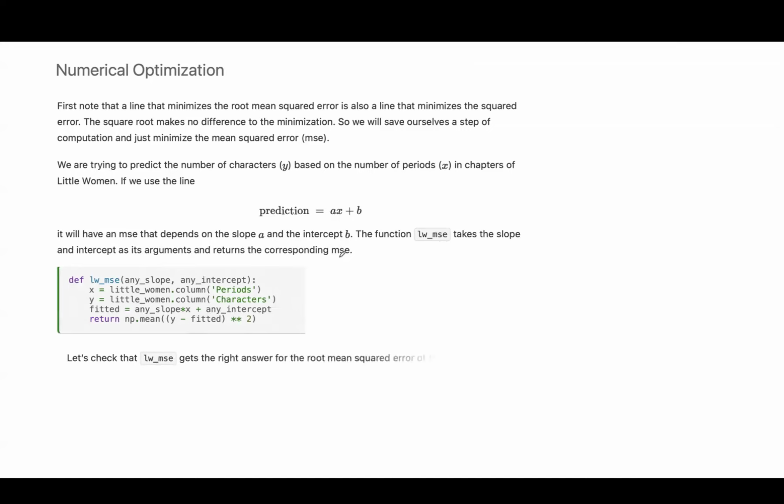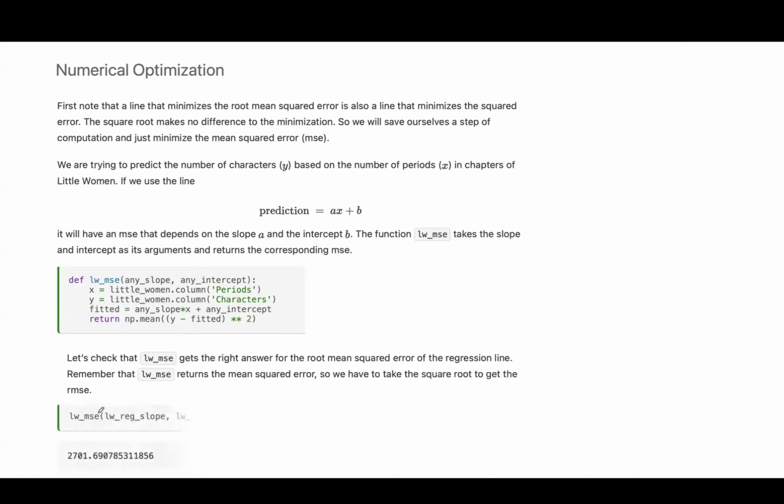Let us pass in some values for this function and see what we get. You can also compare this with the root mean squared error of the regression line. Remember that little_women_mse returns the mean squared error, so we have to take the square root to get the root mean squared error. That's the main difference between these two.